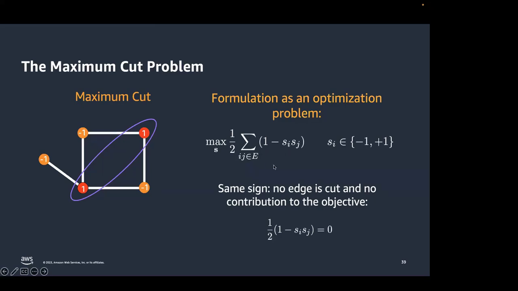We define an objective function up here that computes the number of edges between two subsets. One can define it this way: max of half of 1 minus si sj, where si and sj can be either -1 or +1. And we just try to maximize this function, which will give us the set of a string of samples with either -1 or 1 that maximizes this objective function.